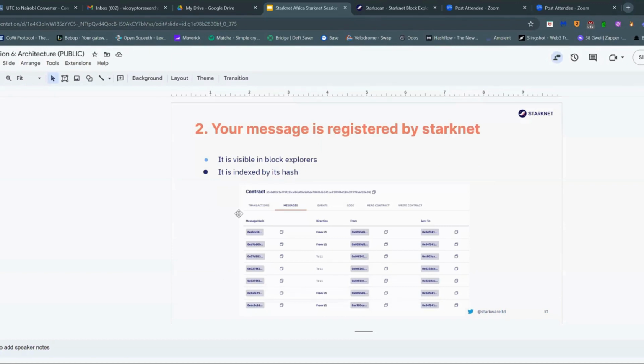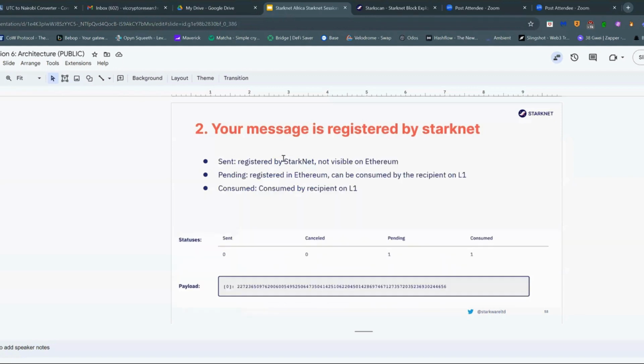Similar to what we observed on transactions previously, you can track your message to layer 1 on a block explorer, such as Starkscan or Voyager. And it also passes through different stages. So you have sent, where it's registered by Starknet, but it's not yet visible on Ethereum. And then pending, which is registered on Ethereum and can be consumed on layer 1, and consumed when it's finally received on layer 1.